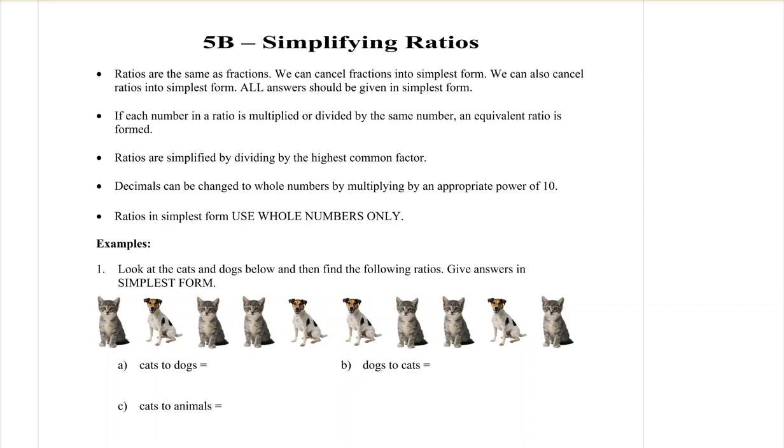Ratios are simplified by dividing by the highest common factor, just like you would a fraction. If you can divide each number by 2 and you get whole numbers, you don't want to go to decimals, then that's what you do. Or the bigger number, the better, because it will simplify it more.